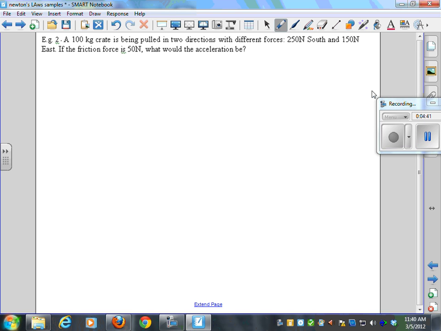This time we have a 100 kilogram crate. It's being pulled in 2 directions with different forces, 250 newtons south, 150 newtons east. If the force of friction is 50 newtons, what would the acceleration be? I think we need a diagram here. Now we've got south and we've got east.